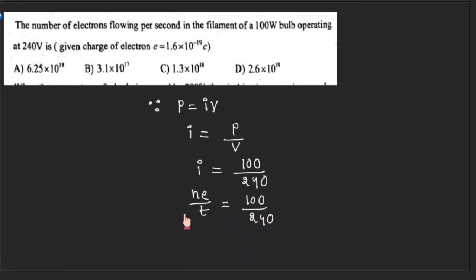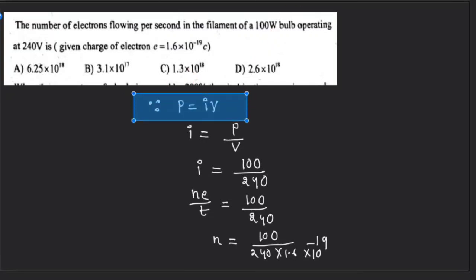Now you could say this per second only, therefore you could say this N is equal to 100 by 240 into 1.6 into 10 power minus 19. All are just calculations, right? Easy paper, all are calculations. So do this, you will get this answer as 2.6 into 10 power 18. That is what we get, right? So please keep this formula in your mind.